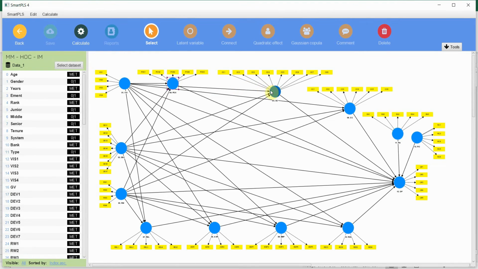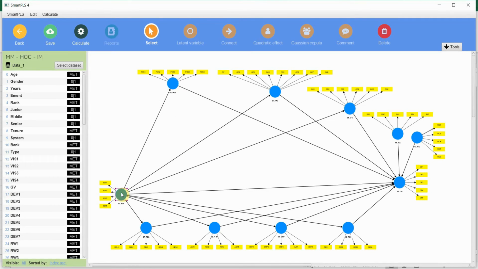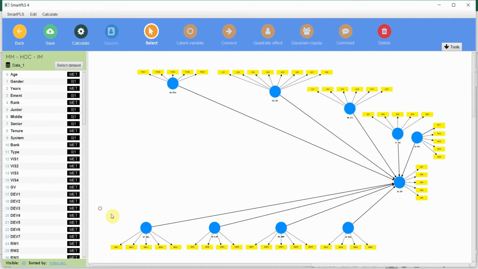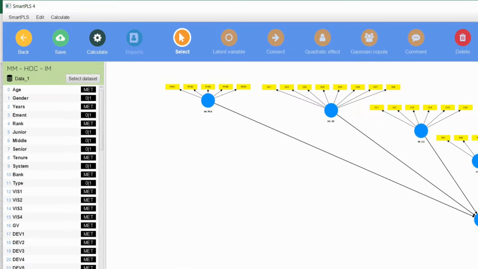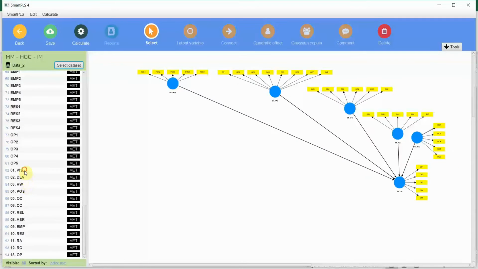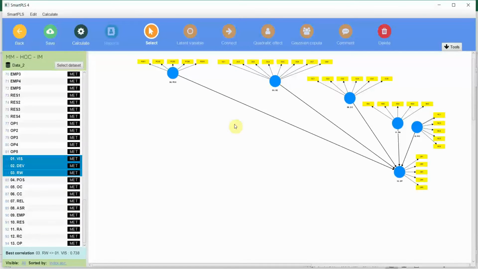All my lower order constructs will remain as is, and instead I'm going to remove this here, this here, and this one here. Now this is a higher order construct. What you can do is simply remove these and make a reflective higher order construct. Let's remove these because these are already validated. Which one is your data set? We will select our data set and come down. Okay. So vision, development, and rewards. These are the three indicators now, because now we are doing higher order construct validation.